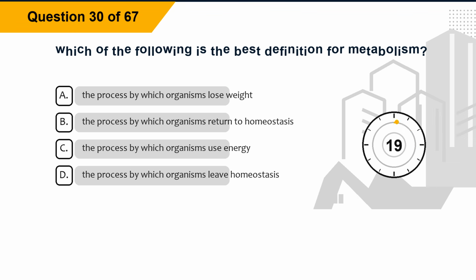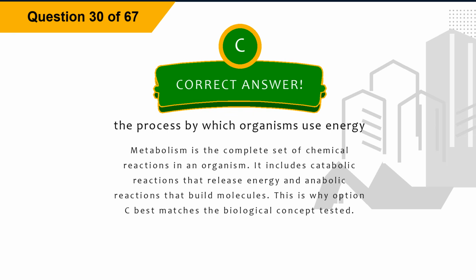Question 30. Which of the following is the best definition for metabolism? Option A, the process by which organisms lose weight. Option B, the process by which organisms return to homeostasis. Option C, the process by which organisms use energy. Option D, the process by which organisms leave homeostasis. The correct answer is option C, the process by which organisms use energy. Explanation. Metabolism is the complete set of chemical reactions in an organism. It includes catabolic reactions that release energy and anabolic reactions that build molecules. This is why option C best matches the biological concept tested.